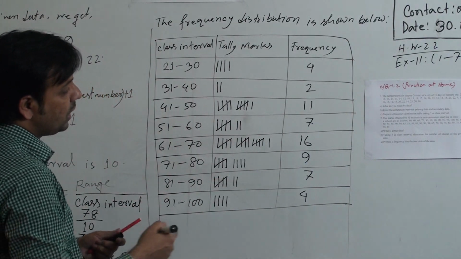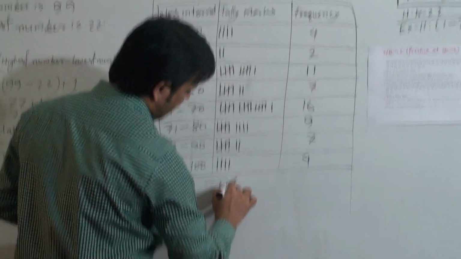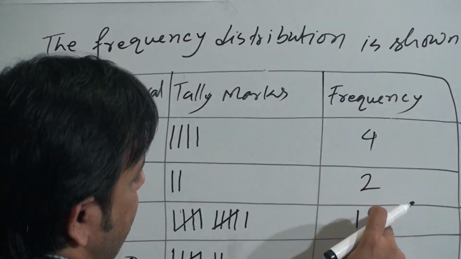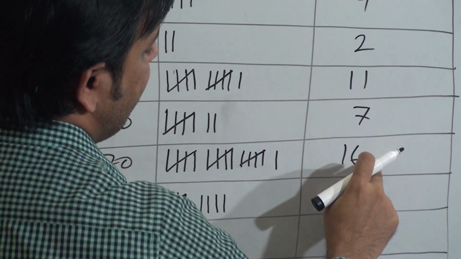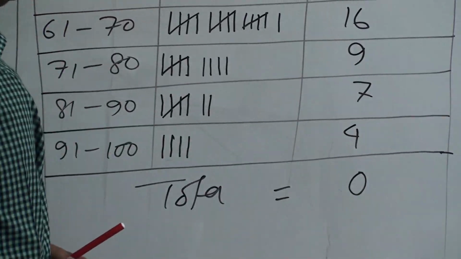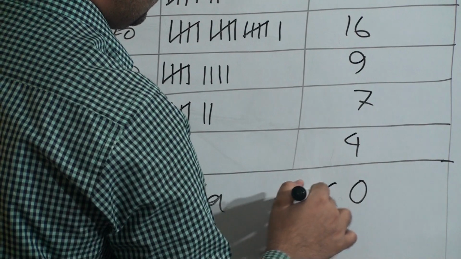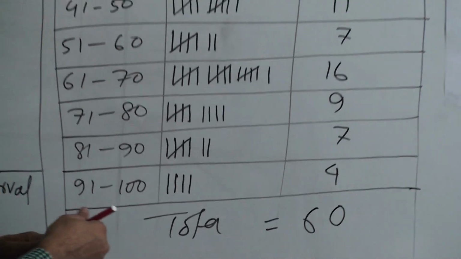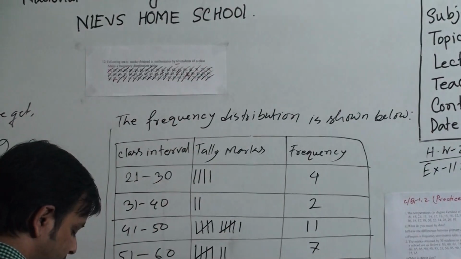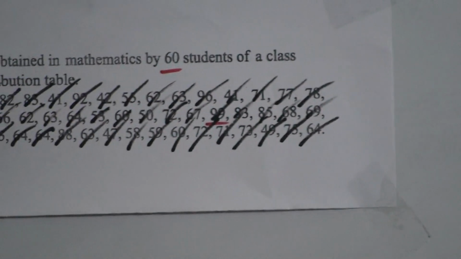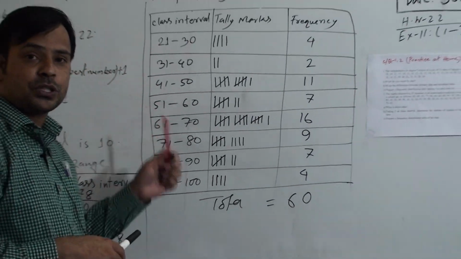Now we can count the total frequency. So we can write here total will be here, if we add 4 and 2, 6, and 11, 17, 17 and 7, 24, 24 and 16, 40, and then 9, 49, 49 and 7, 56, and 4, 60. Total 60 data here. Yes, dear students, in our given question there are 60 students. So number of students is equal to 60, which is correct. So here frequency distribution table is done. Dear students, it means that we have solved question 12.